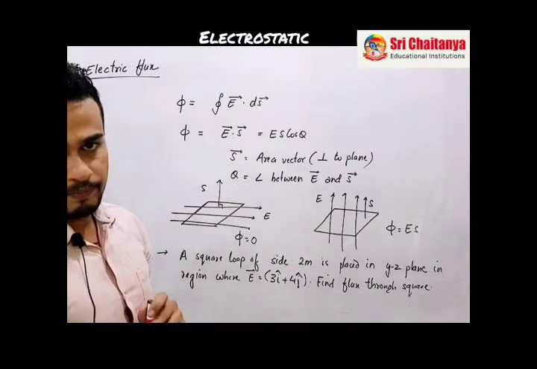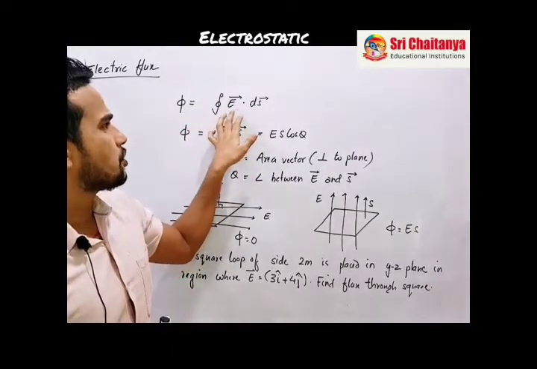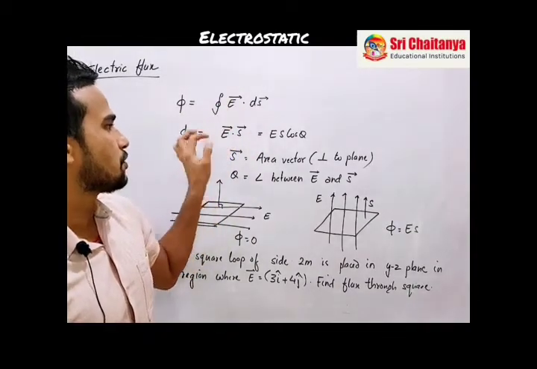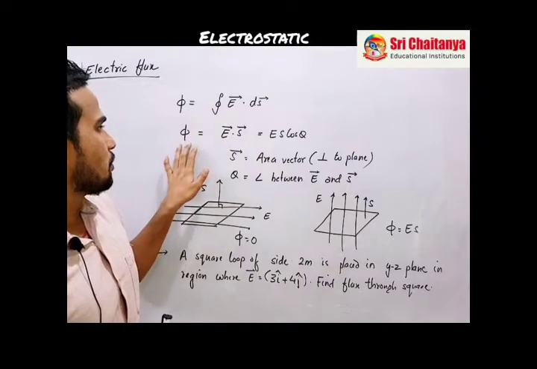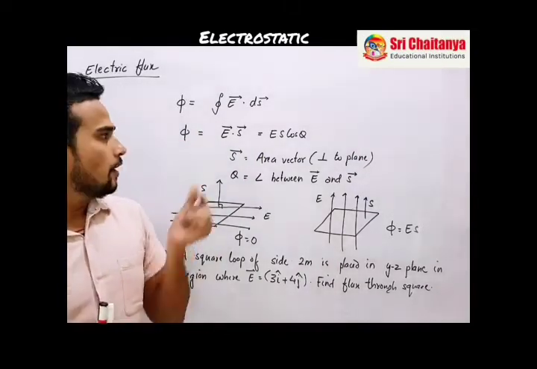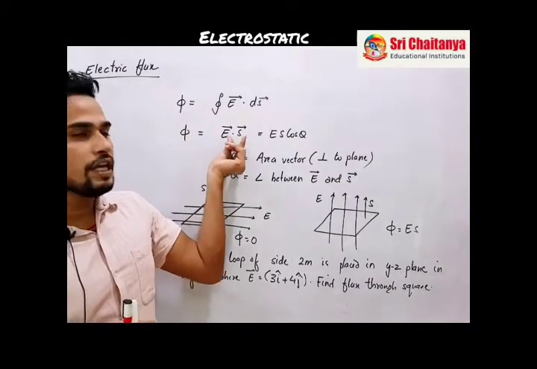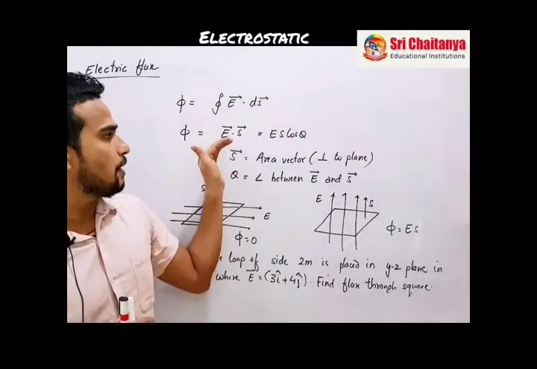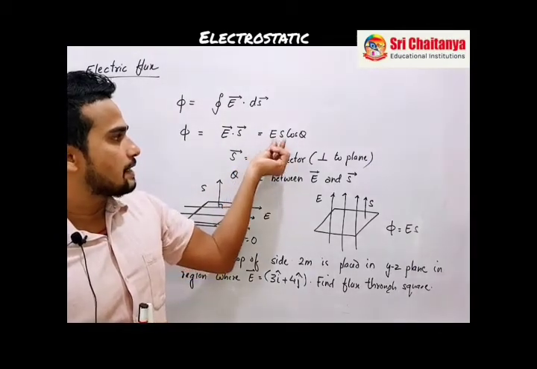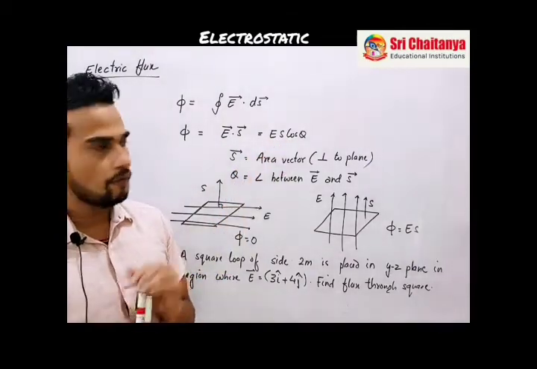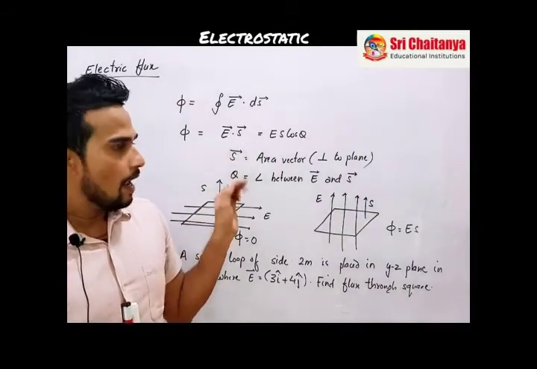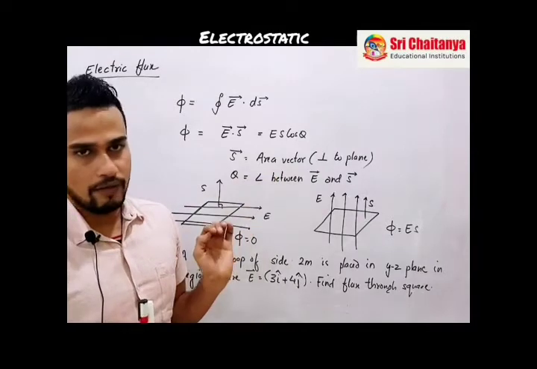Mathematically we define electric flux as integration E dot dS. But you will not get any situation where you will need integration, because always you will find that E will be constant. So that's why without integration the formula which will be useful for us will be flux equal to E dot S, or you can also write as ES cos theta, where E is your electric field vector, S is your area vector.